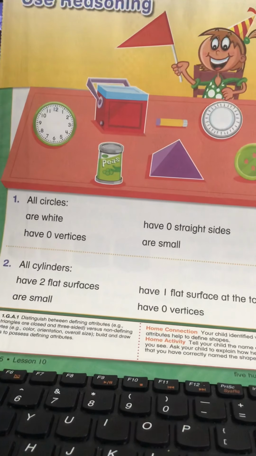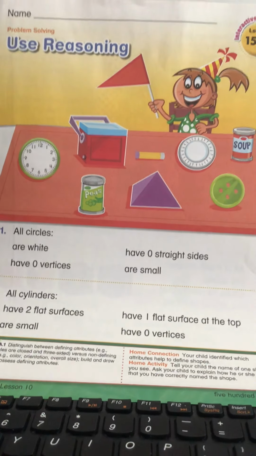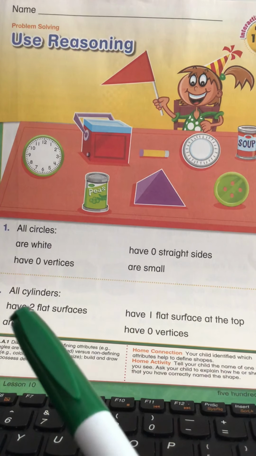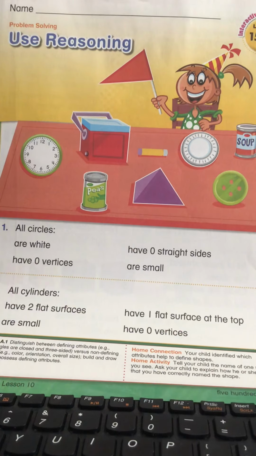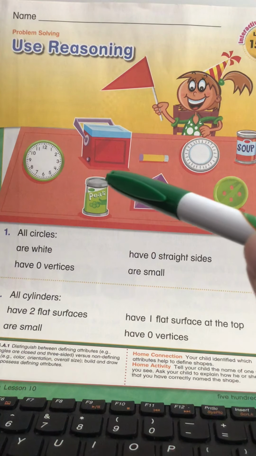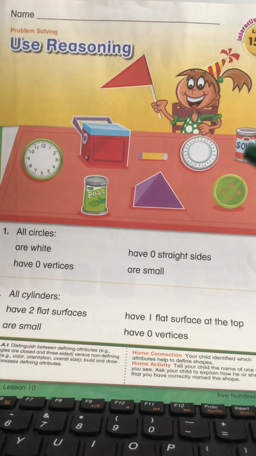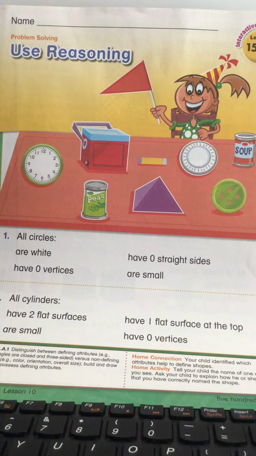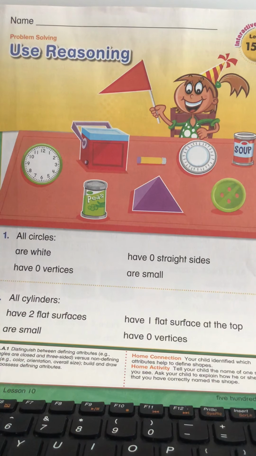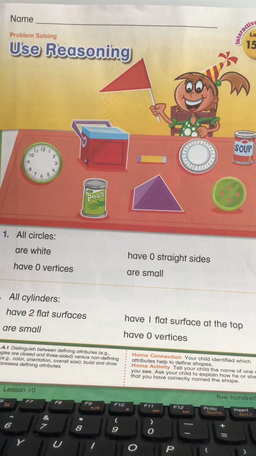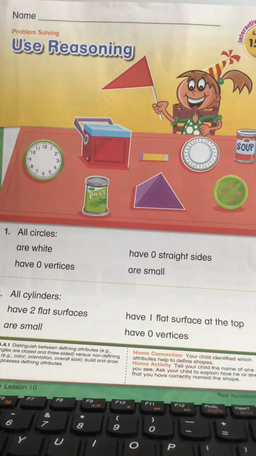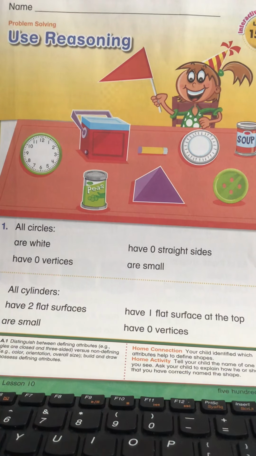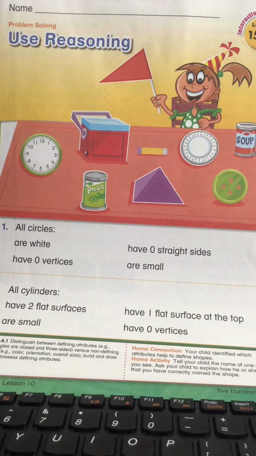Go down to number two, all cylinders. Remember, a cylinder is this can shape. All cylinders have two flat surfaces. Yes, they are flat at the top there and at the bottom. So all cylinders have two flat surfaces. We're going to circle that one. All cylinders are small. Do they all have to be small? No, they can be different sizes. We'll leave that one alone.